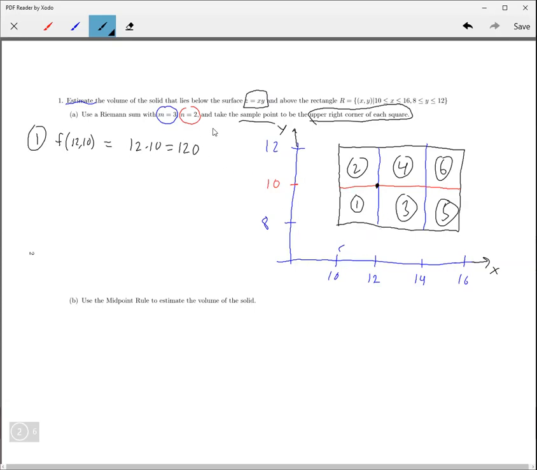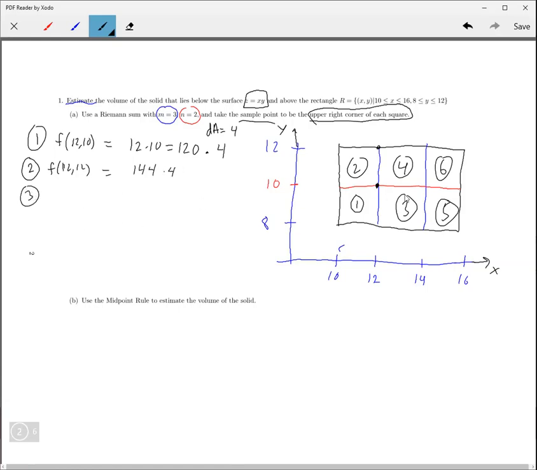What's the area? The area of just that rectangle. 2 times 2, that's 4. Yes, that's 4. So the first thing is going to be 120 times 4. Okay, the second one is going to be this corner here. So that's 12, 12, right? So that's 140 times 4.